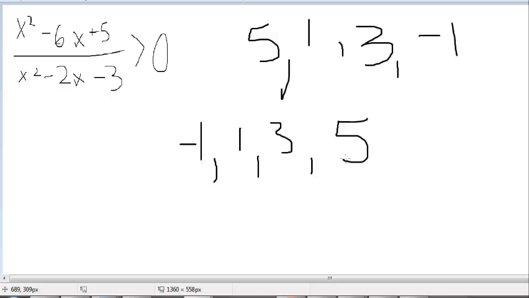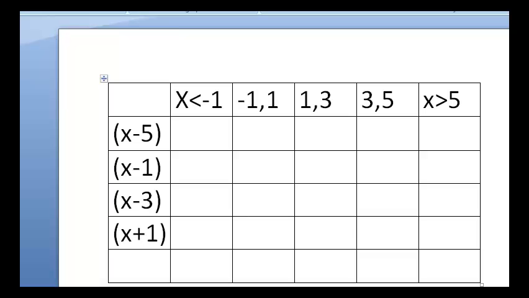We're going to put them in a table when x is less than negative 1, when x is between negative 1 and 1, when x is between 1 and 3, when x is between 3 and 5, and when x is greater than 5. And this will help us determine when this equation is greater than 0, so above the x-axis. So this is what the chart is going to look like here.